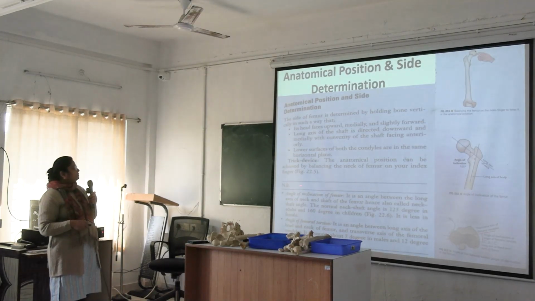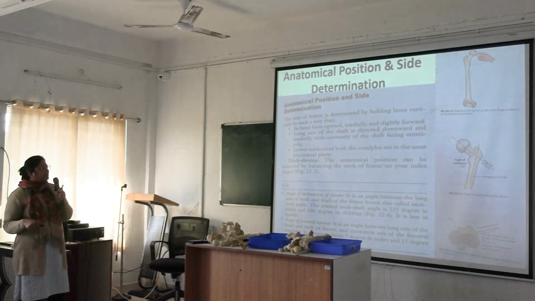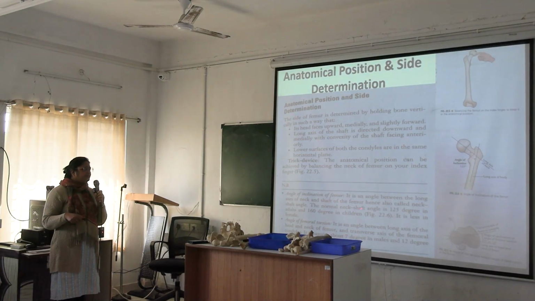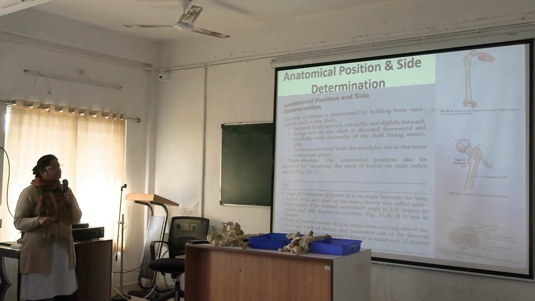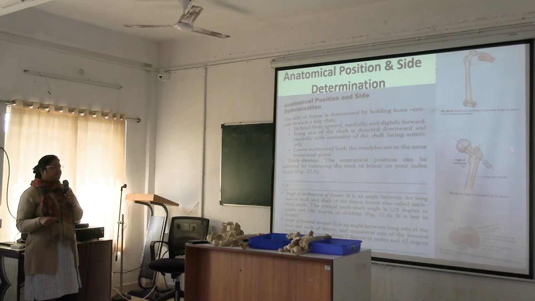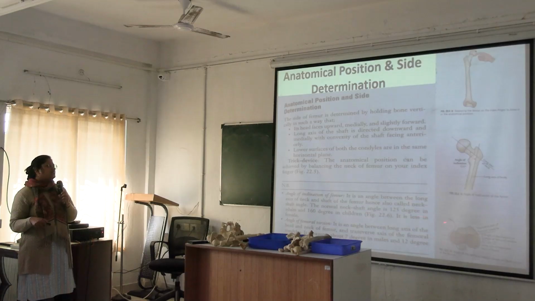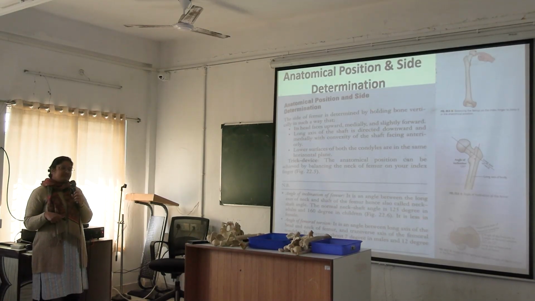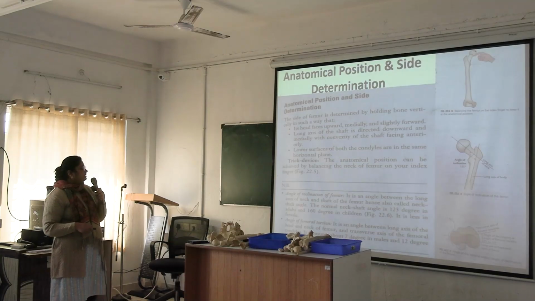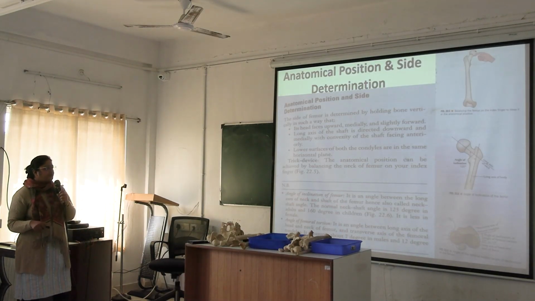The angle of inclination of the femur is the angle between the long axis of the neck and the shaft of the femur. This is the long axis of the neck, and this is the long axis of the shaft. In between these two lines, this angle is the neck shaft angle. It is 125 degrees in adults and 160 degrees in children, and it is less in females than in males.